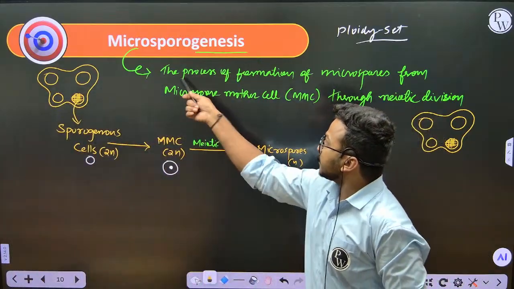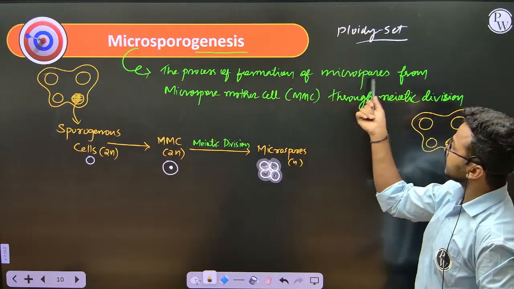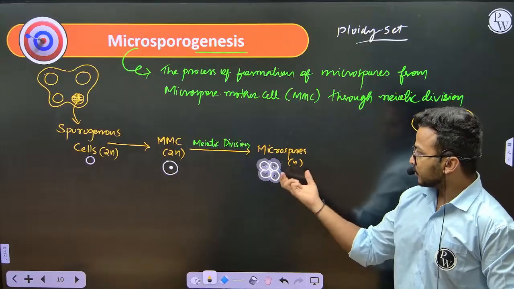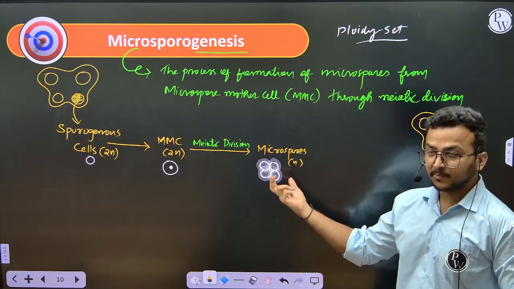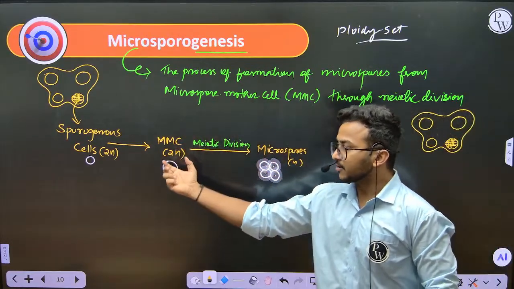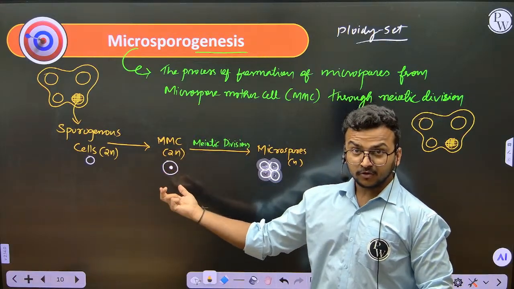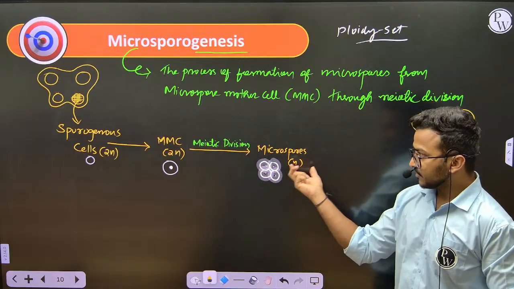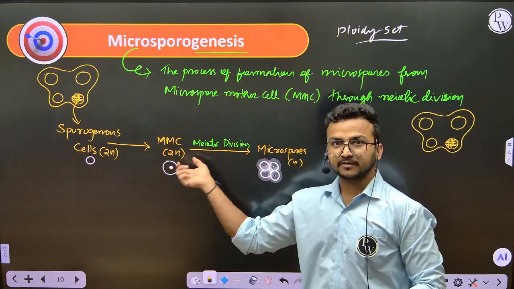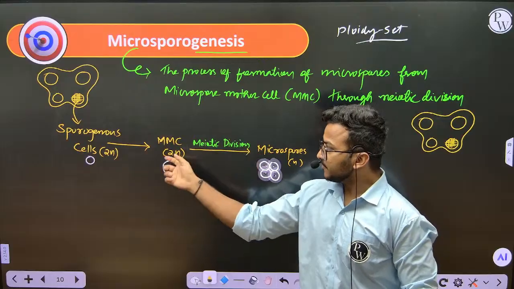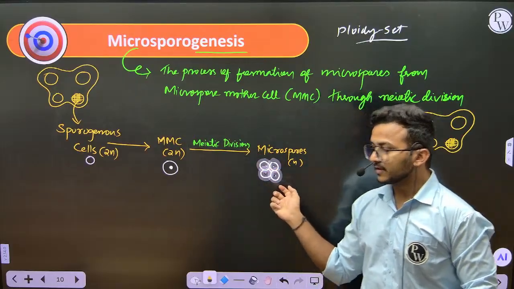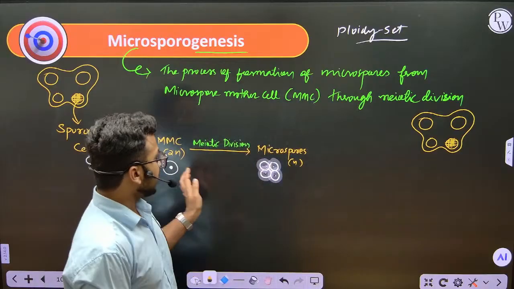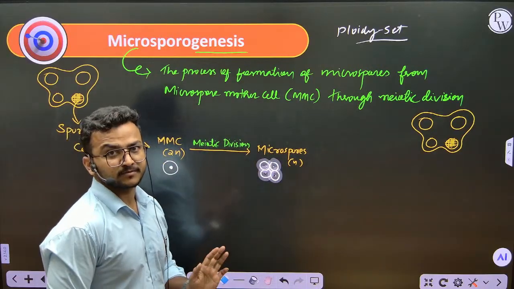The process of formation of microspores from microspore mother cell through meiotic division, we call this process microsporogenesis.